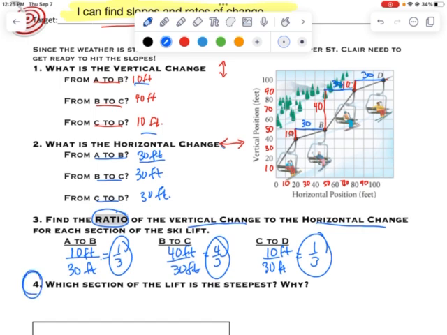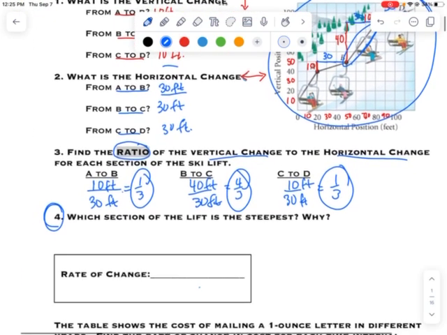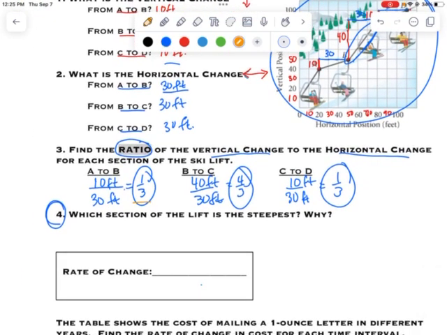And now my next question is number 4. Which section of the lift is the steepest and why? Well, if I look at my picture, you can see that it looks like this part is actually my steepest. And it indeed is, because if I look at my ratios, I have 1 to 3, 4 to 3, 1 to 3. This one sure is my steepest. It has the largest ratio. So from B to C, because it has the largest ratio or slope or rate of change.